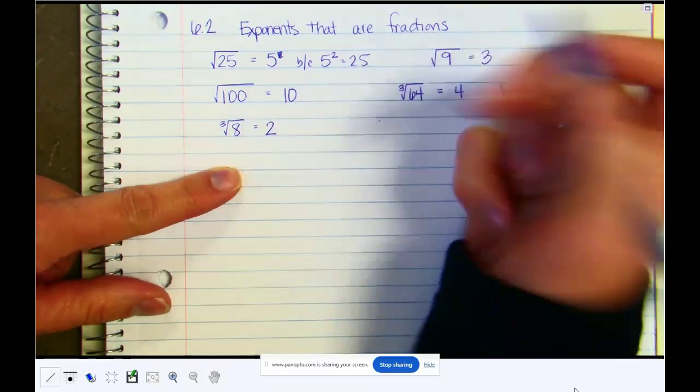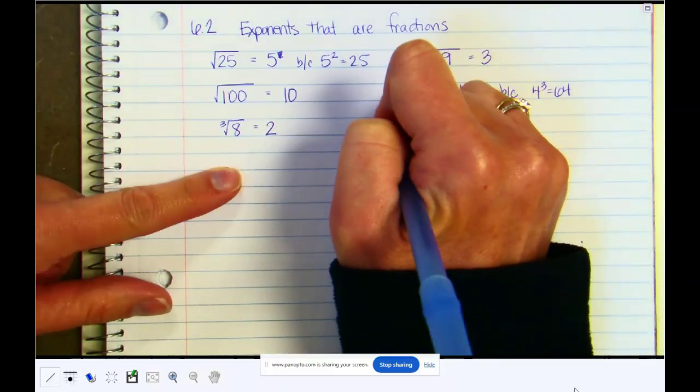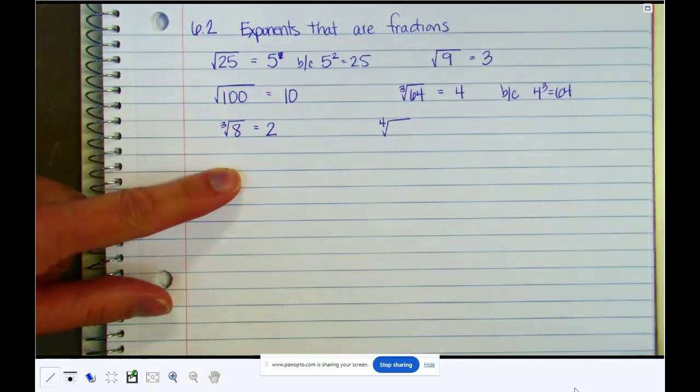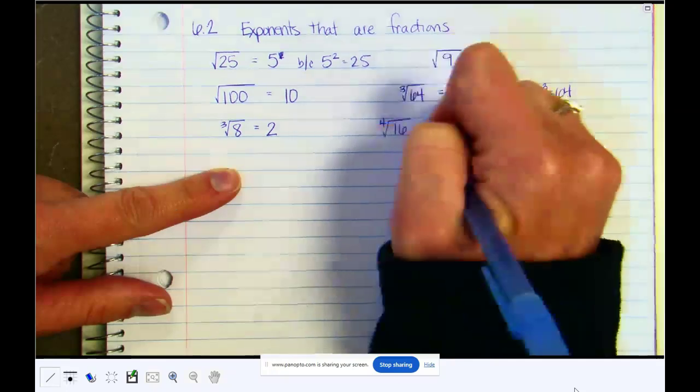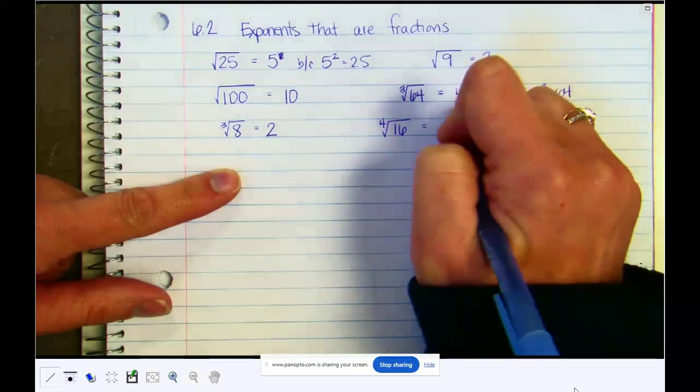So we can have roots that go all the way up. We could do a 4th root. We could do the 4th root of 16. The 4th root of 16 is 2.